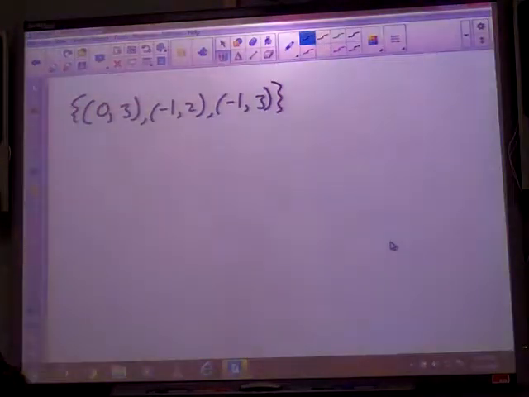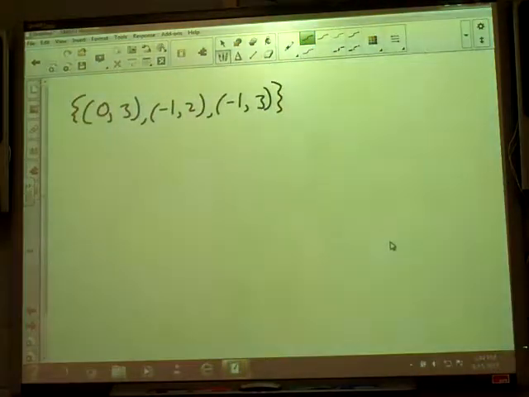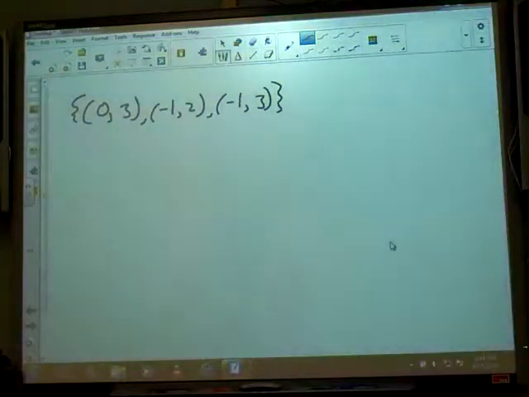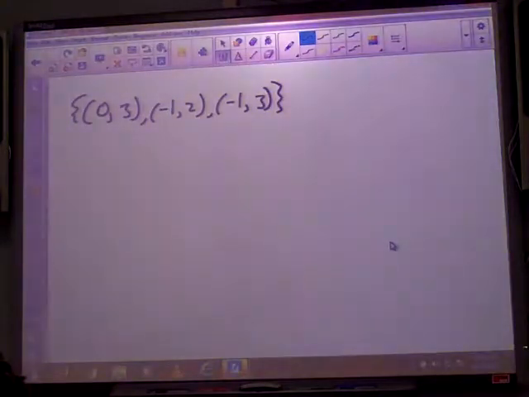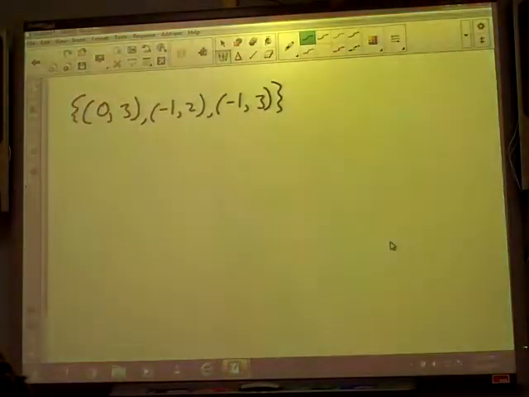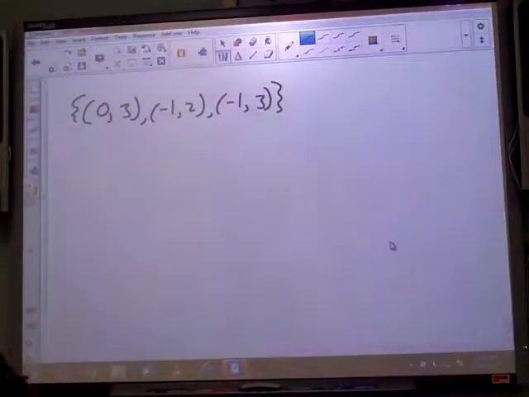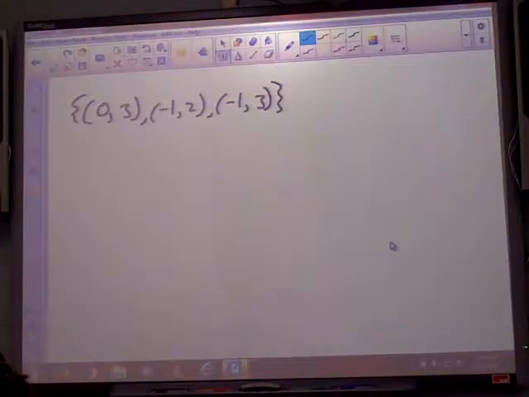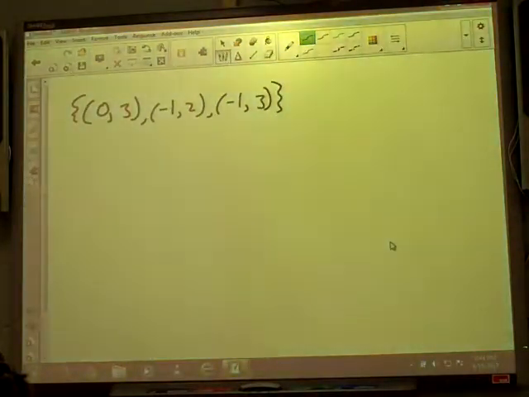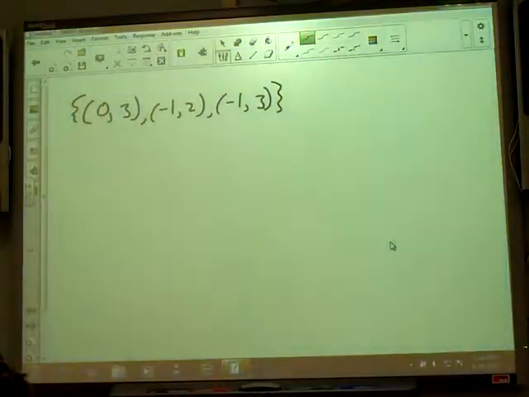Okay, definition of a function. There's some fancy technical math terms. Let's see if I can read you a correct definition before I give you my words. Here it is. A function is a relation in which, for each value of the first component of the ordered pairs, there's exactly one value of the second component. What that means is that an x cannot be repeated in the relation. So x can only go with one number.